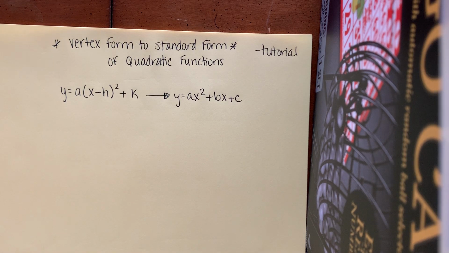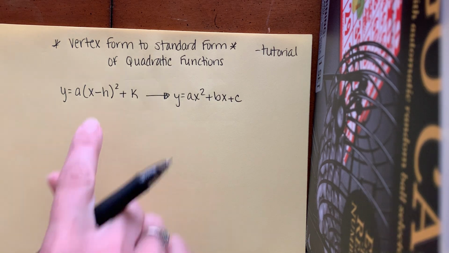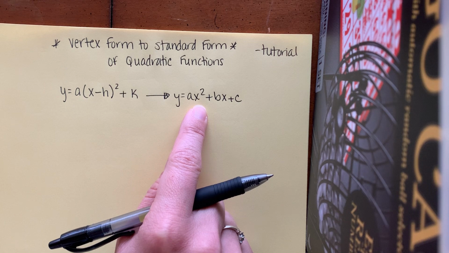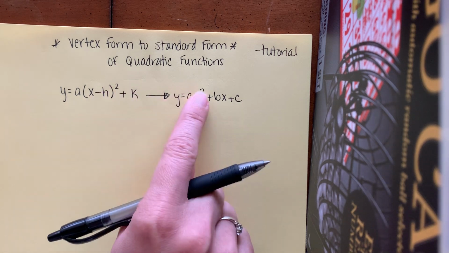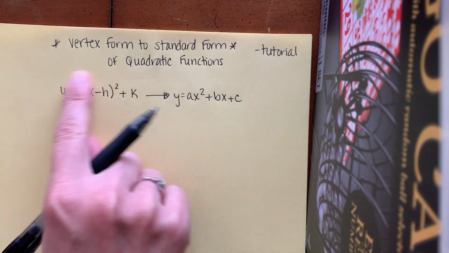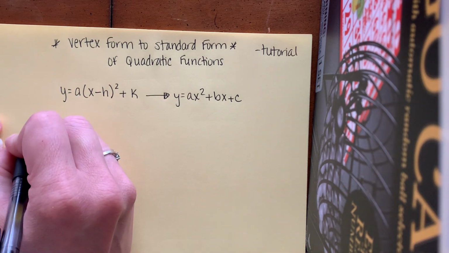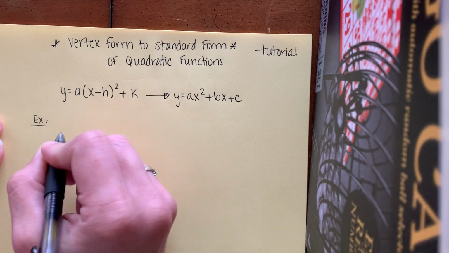Today in this tutorial, we're going to look at vertex form and rewriting that equation into standard form of a quadratic function. Again, they're quadratics because of that x squared. So how can I get it from here to here? Well, I'm going to show you with an example.